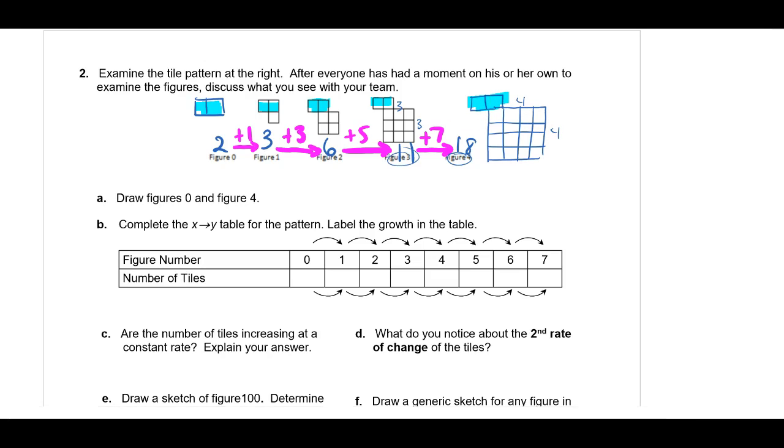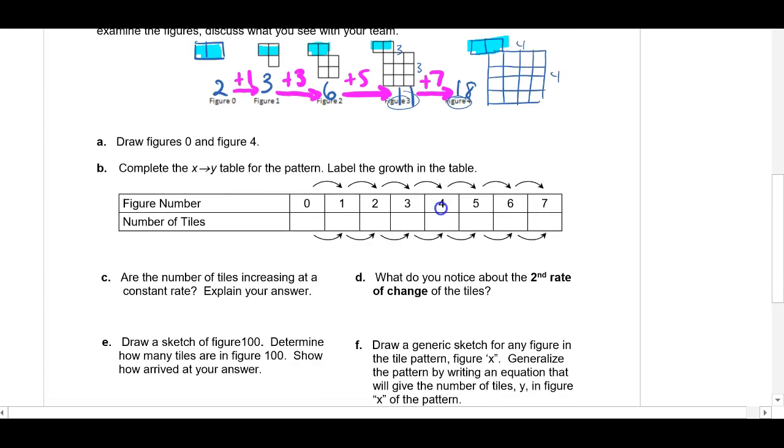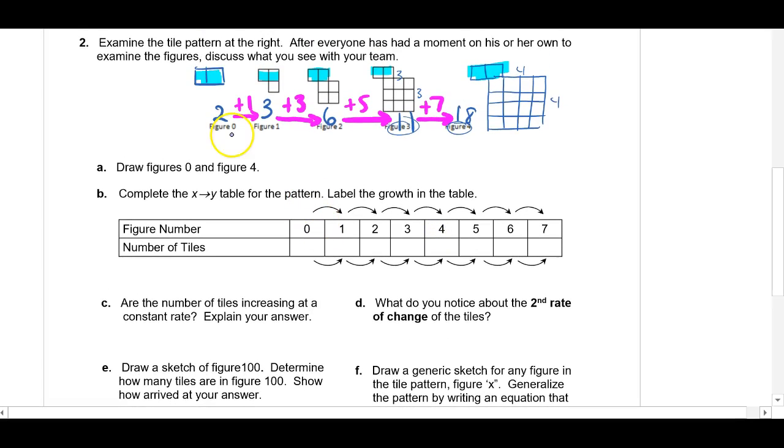Okay, so now let's fill in the table. Our first one was figure 0, and we had 2 tiles. Then figure 1 had 3, figure 2 had 6, figure 3 had 11, figure 4 had 18. But how do I figure out the next ones? Because we don't have a figure 5, 6, and 7.